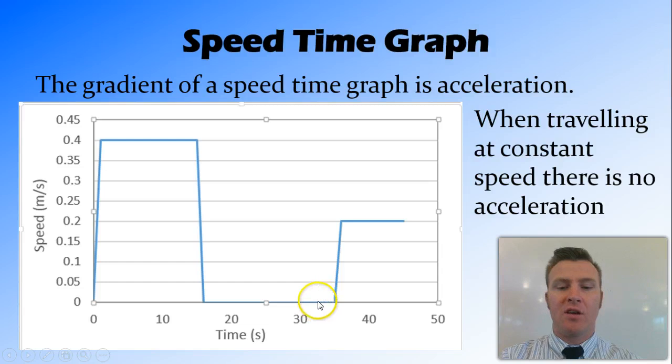Then from 15 to 35, again, the speed is 0 for that. So there is no acceleration because it stays the same. Speed is constant. We then get an acceleration up to 0.2 meters per second. And then a constant speed, so no acceleration for the remainder of the time, up to the 45 seconds. So we can look at the gradient of the speed time graph and find the acceleration or deceleration.